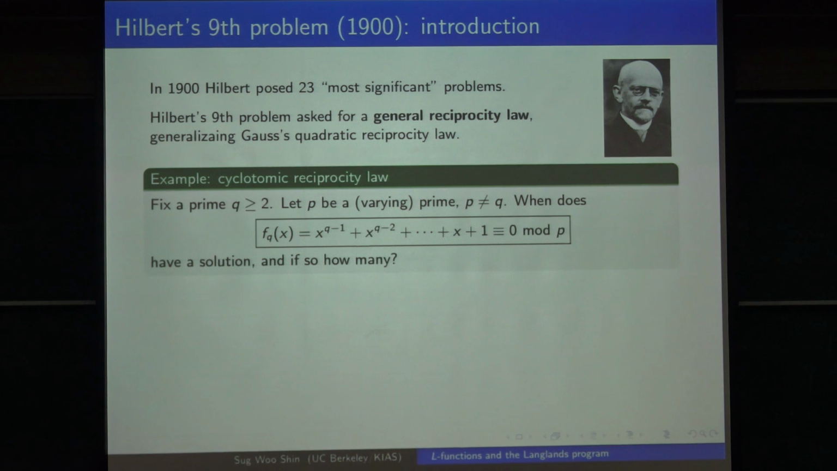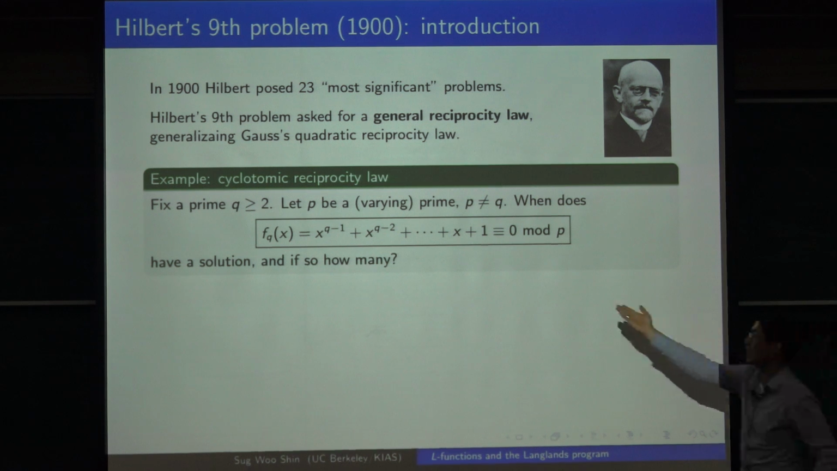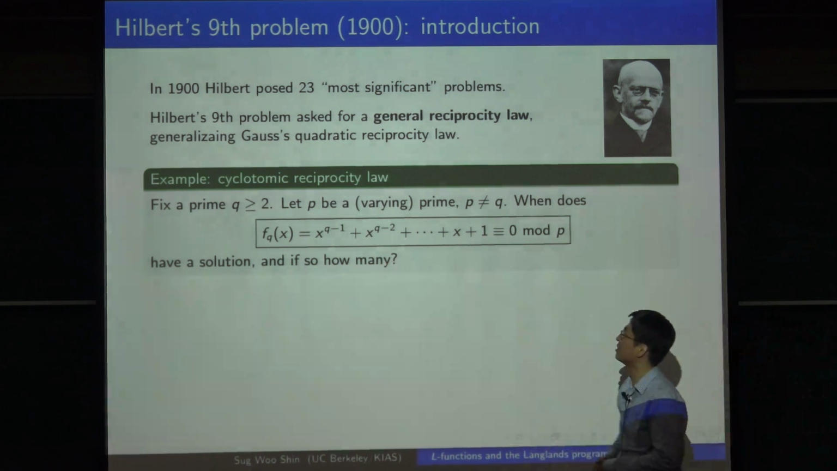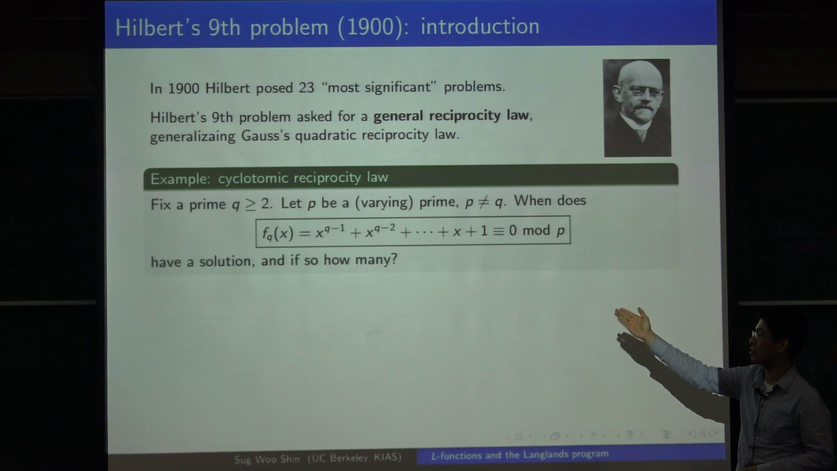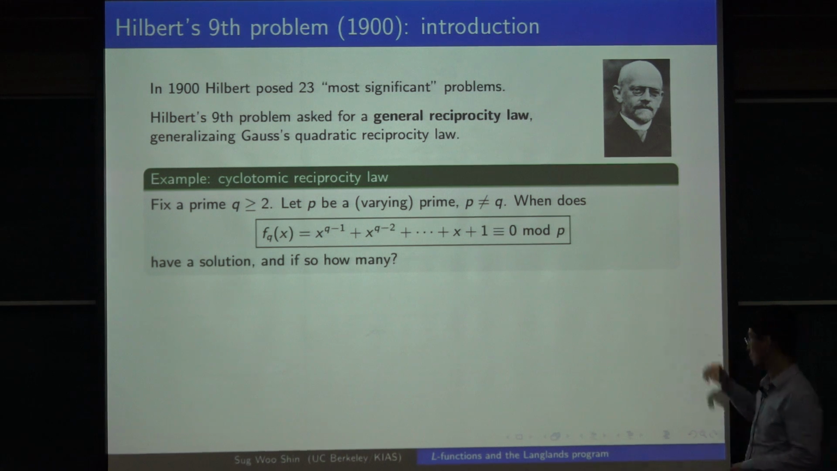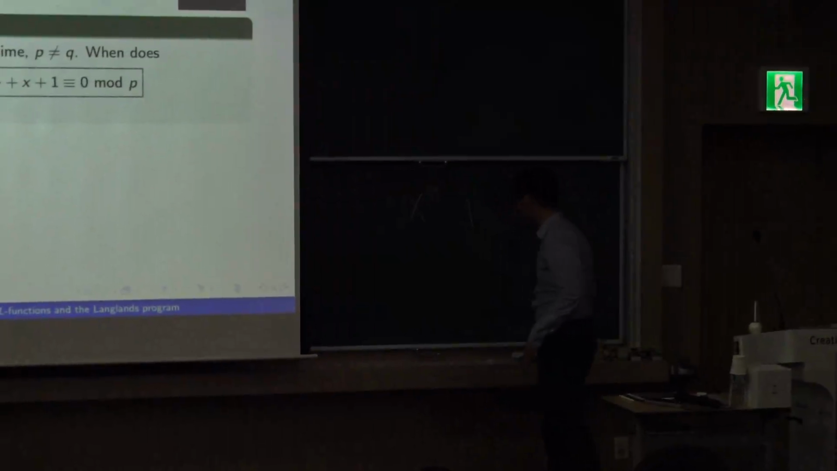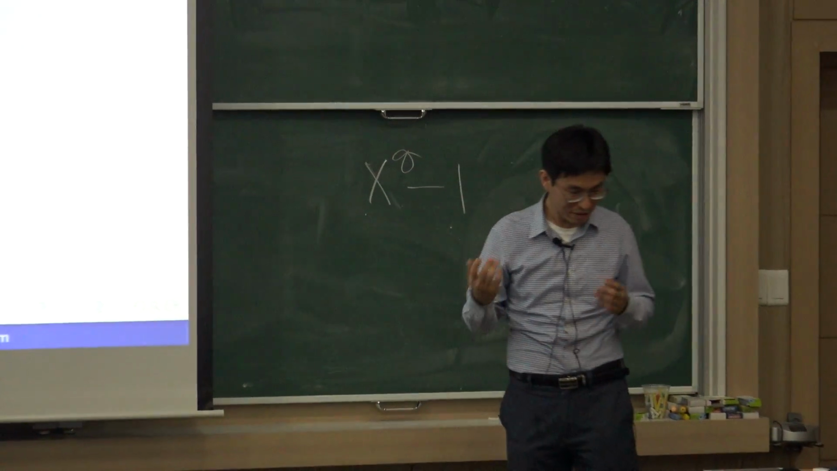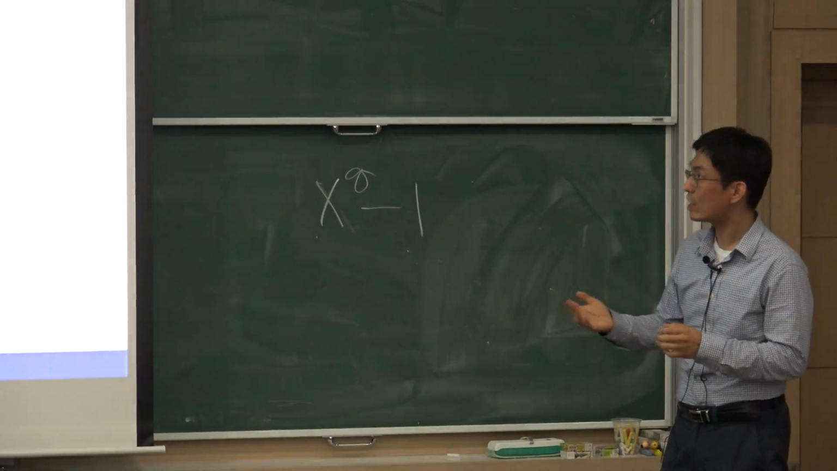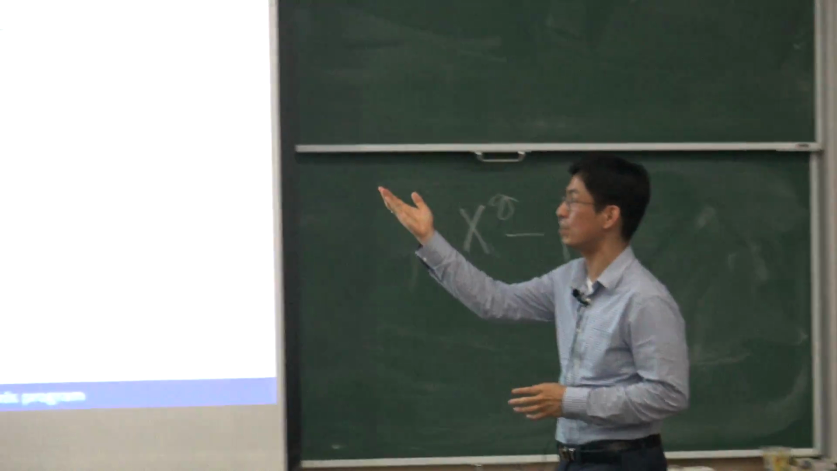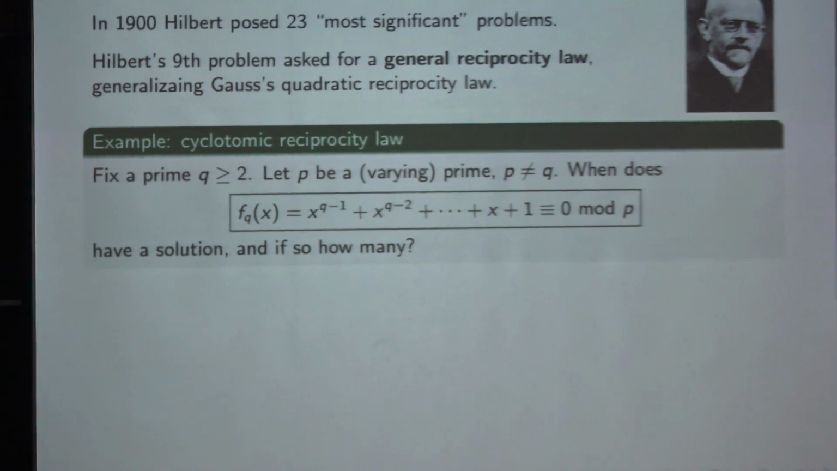But from this viewpoint, you can ask a similar question for any other polynomial. Not just x squared is 3, but let's say this complicated equation, which really comes from a factorization of x^q minus 1. It's an irreducible factor of x^q minus 1, when q is a prime. And you ask whether the solution exists or not modulo p for some prime p.